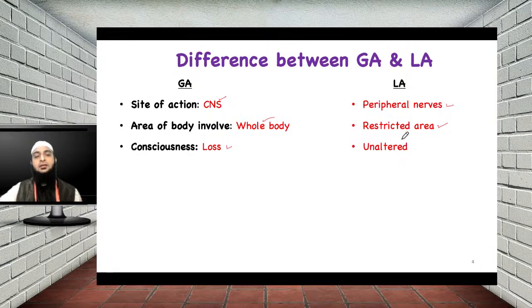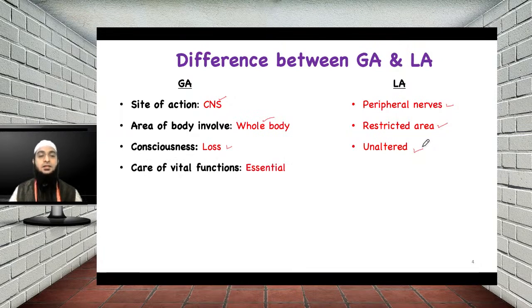Okay, so here there is no loss of consciousness, which remains unaltered in case of local anesthetics. Next difference is in terms of care of vital function. In case of general anesthetics, we are giving the drug either through inhalation or through IV injection. The inducing agent we are giving through IV injection. So in both cases, our drug is going into blood circulation.